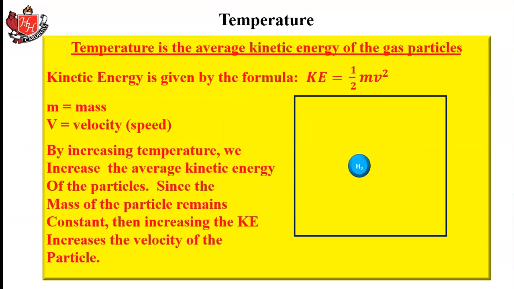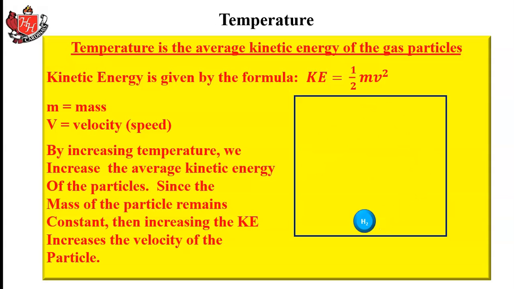Temperature. Temperature is the average kinetic energy of gas particles. This is a little less clear what that means, so I'm going to give you some examples. Kinetic energy is given by the formula, and this is one you had back in physics class. Kinetic energy equals 1/2 the mass times the velocity of the particle squared. M is mass, V is velocity.